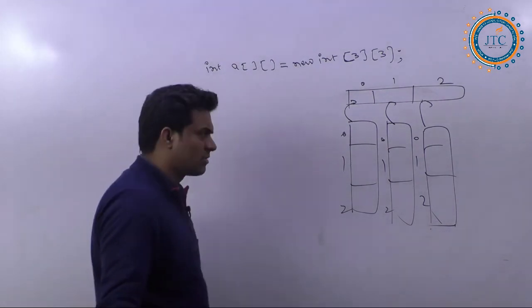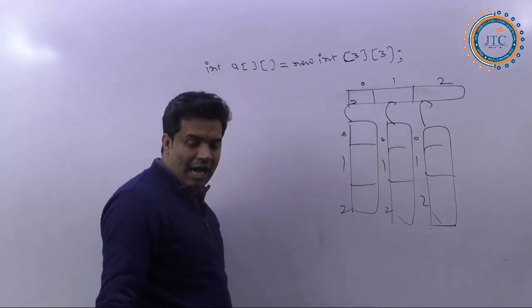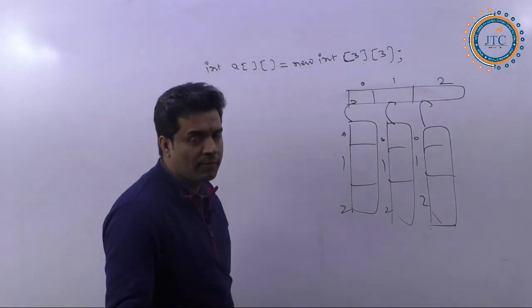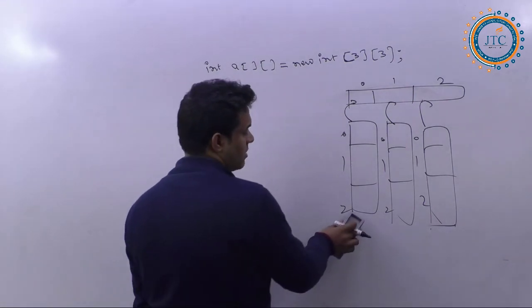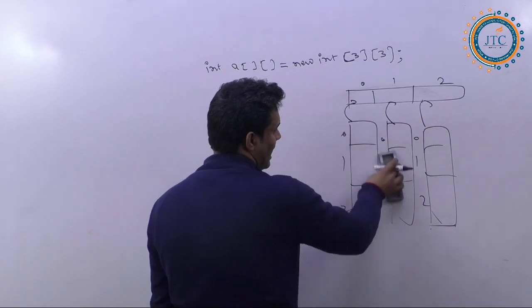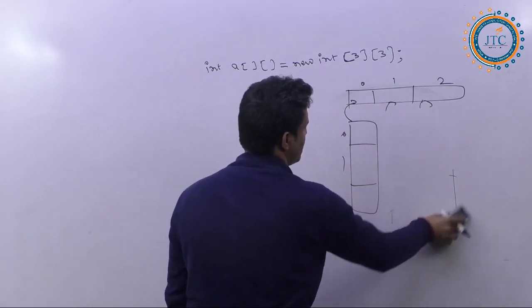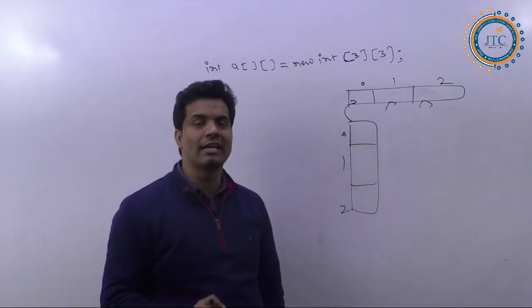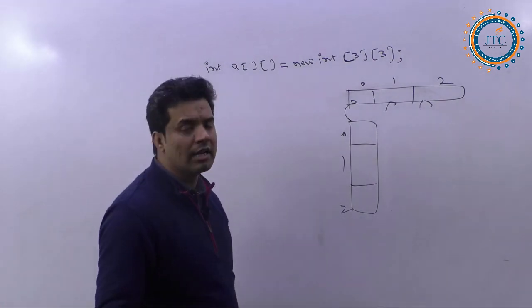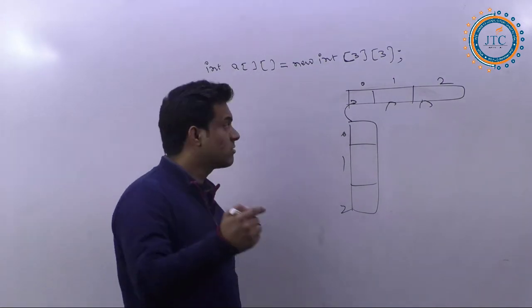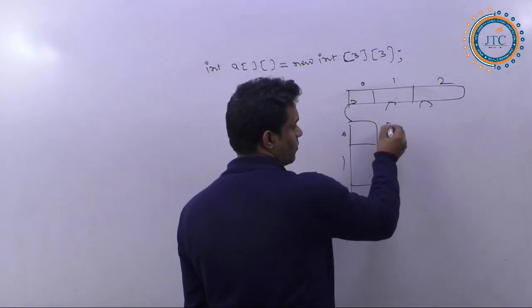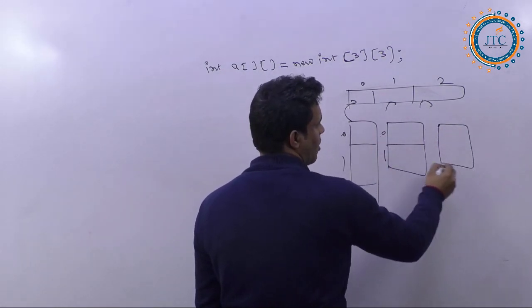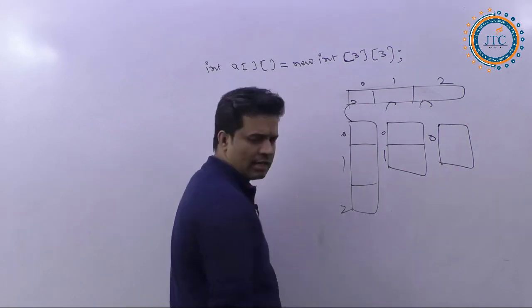But in case I have a requirement of a different type of array. What is the different type of array I have the requirement for? First, let's assume that the length of the first array is 3. Okay. So I want to create an array where the first length is 3, the second one is 2, and the third one is 1.